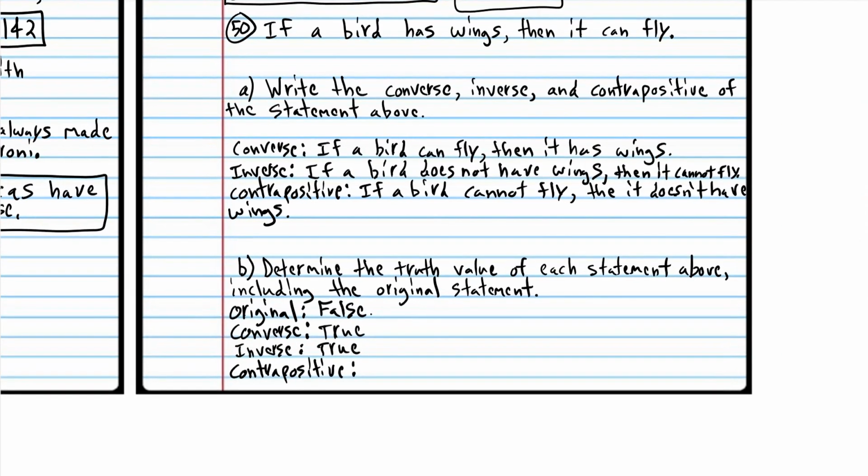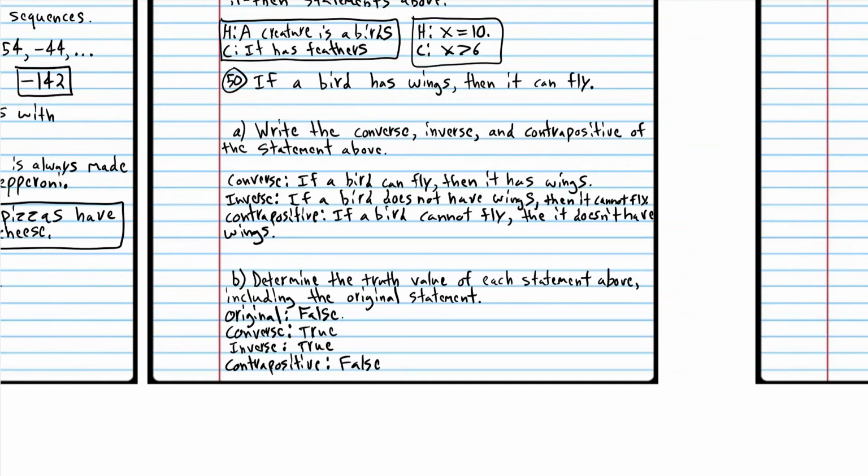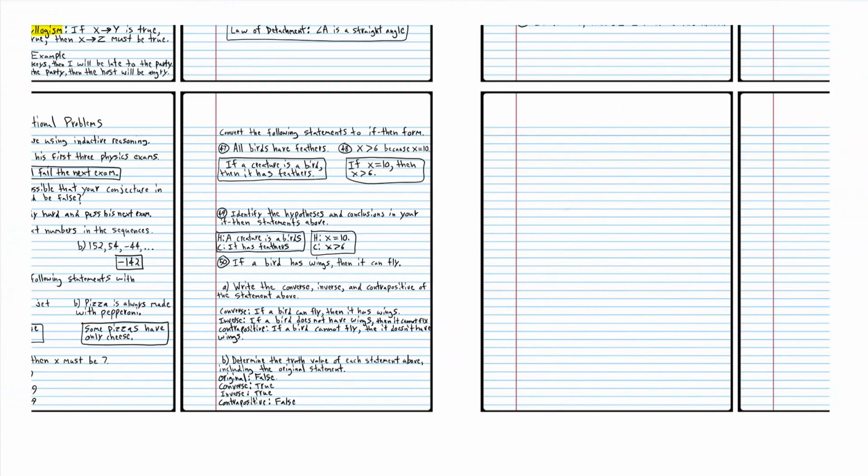So the contrapositive, if a bird cannot fly, then it doesn't have wings. Well, that's not true, because ostriches cannot fly, but that doesn't prove that they don't have wings. You know, ostriches do have wings, but they can't fly. So that's false.